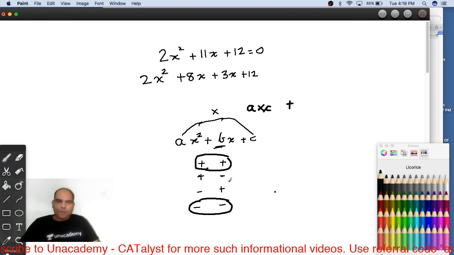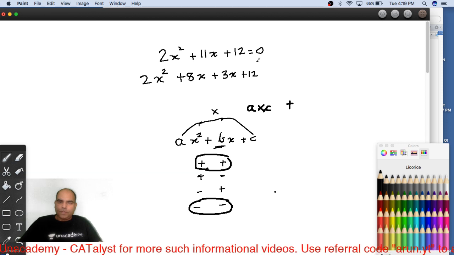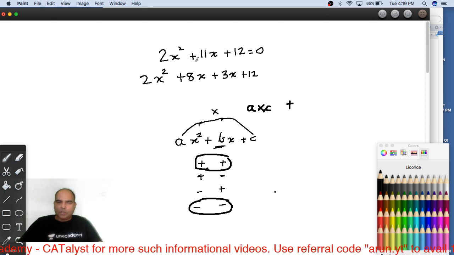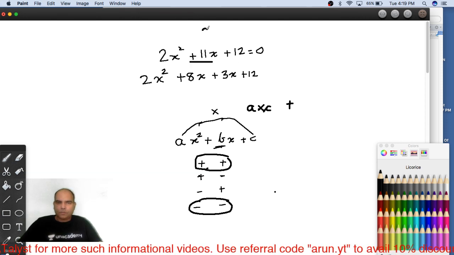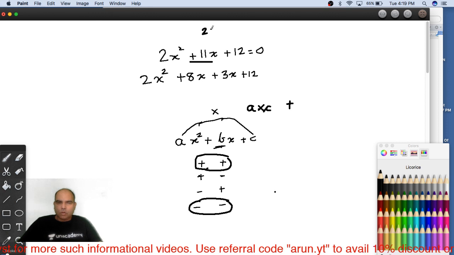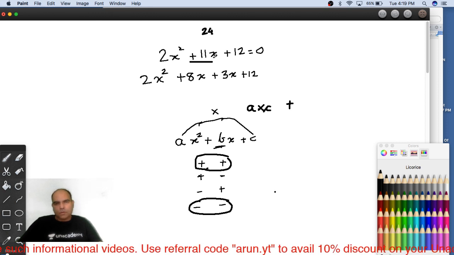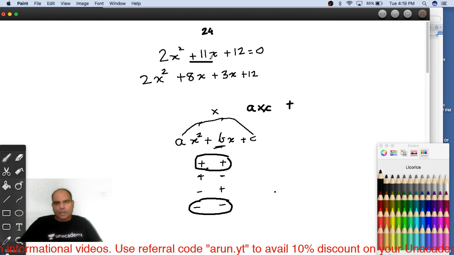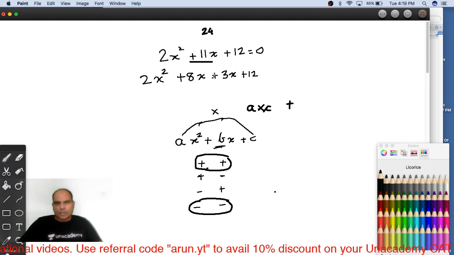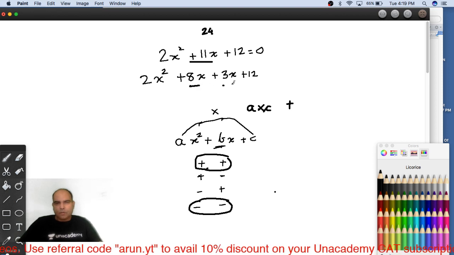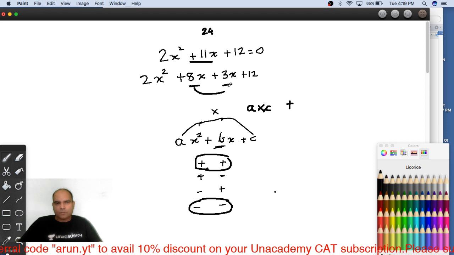So for example, we just saw this example of x square plus 11x plus 24. We saw that the product was 24, of 2 into 12. So we tried to split the middle term into two parts such that the parts should add up to what the middle term is and the product should be 24.